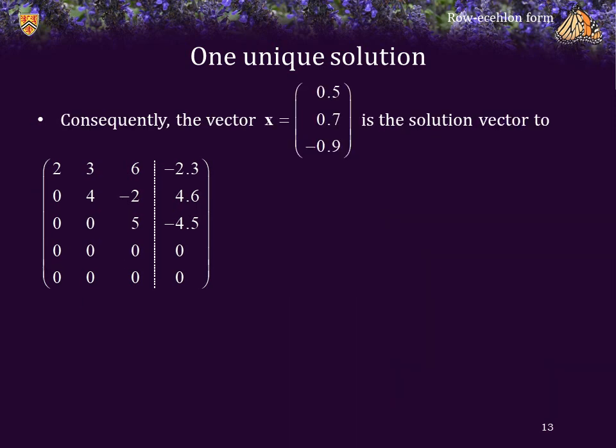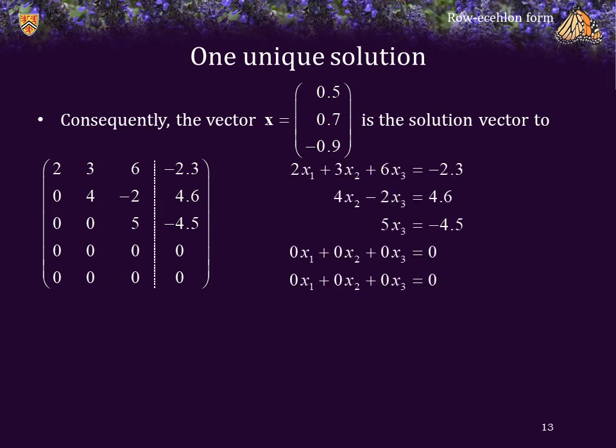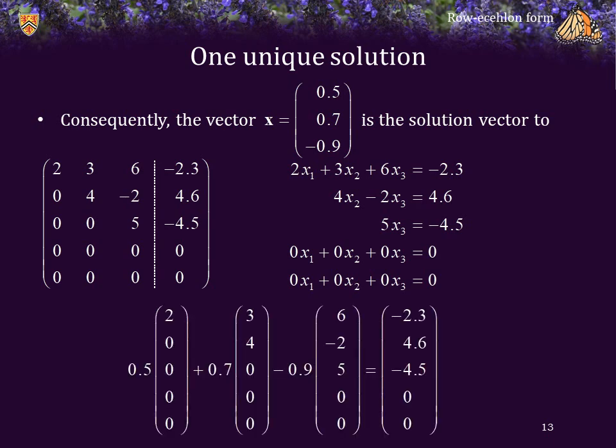Consequently, this vector is the solution vector to the system of 5 equations in 3 unknowns described by this augmented matrix. We can check this answer by substituting in the values of x1, x2, and x3 into all 5 of these equations, and you will see that all 5 of these equations do indeed hold. Alternatively, you can confirm that the linear combination of vectors on the left-hand side does indeed equal the target vector on the right-hand side.